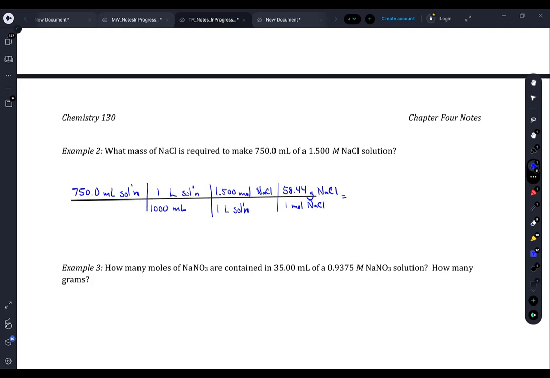Does every step make sense? First, I said, well, I need the volume to be in liters. Then for every liter of solution, I need a mole of sodium chloride. And then every mole of sodium chloride needs 58.44 grams. So I went to grams through there.